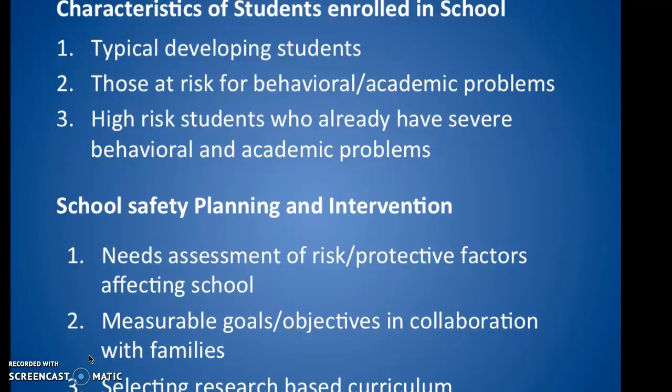The three main characteristics of students that are enrolled in schools are typical developing students, so that'll be the majority, and then those at risk for behavioral or academic problems. And then you have some students that are high risk students who already have severe behavioral and academic problems that might need a little bit more support.